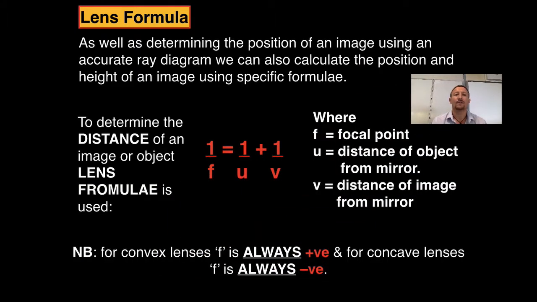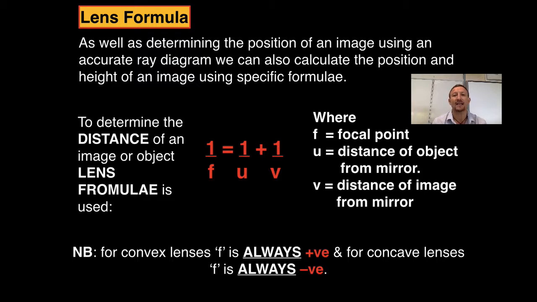Okay, so the formula is exactly the same as we had with our mirror formula. We're going to be using the reciprocal formula, which is 1 over f equals 1 over u plus 1 over v, where f is the focal point, u is the distance from the lens of the object, and v is the distance of the image from the lens.